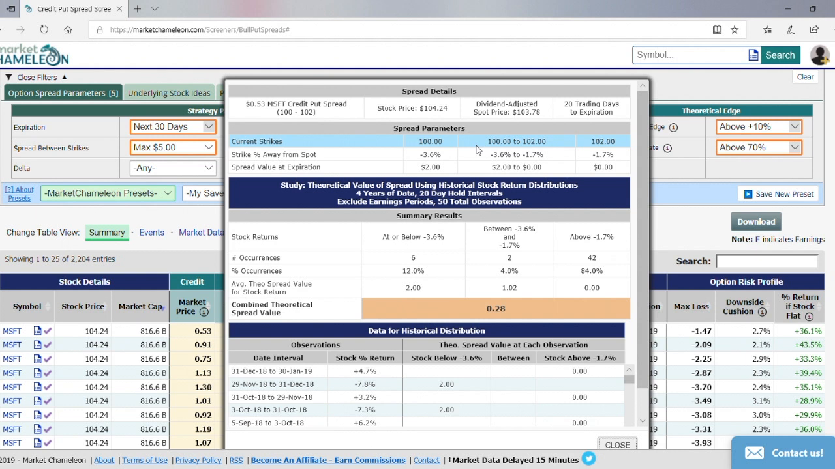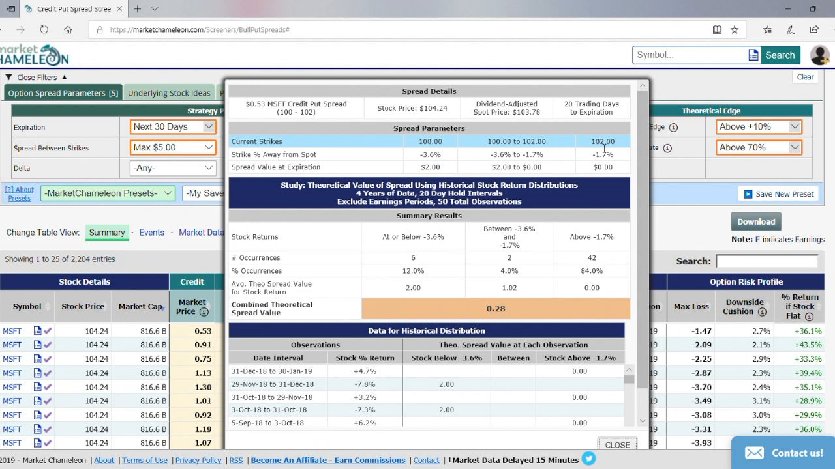So what are the parameters and what do we know? If in the next 20 days, at expiration, Microsoft finishes at 100 or below, or minus 3.6% or lower, this put spread is worth $2. It doesn't matter how much lower Microsoft finishes. It could be 90, 80, 70, whatever it is, below 100 or minus 3.6% or lower, this put spread is worth $2, the 100-102.